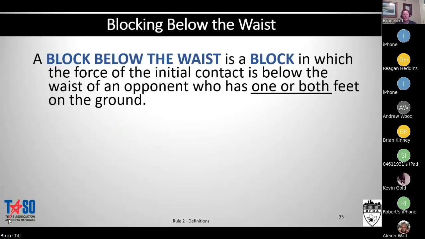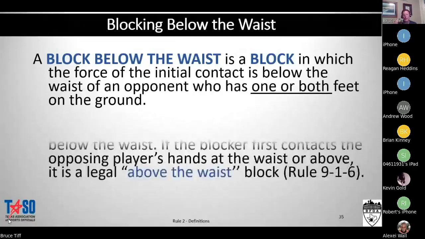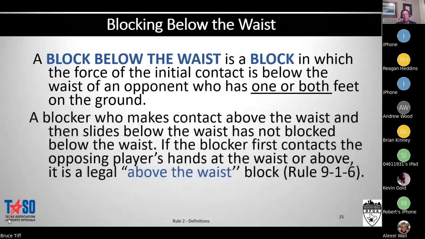All right, so a block below the waist is a type of block in which the force of the initial contact is below the waist of an opponent who has 1 or both feet on the ground. And I don't want you to get confused between block below the waist and clipping. Clipping is blocking below the waist, but you're blocking the player below the waist from behind. A blocker who makes contact above the waist and then slides below the waist has not blocked below the waist. So as long as they started above that waist, we're not going to throw a blocking below the waist foul.